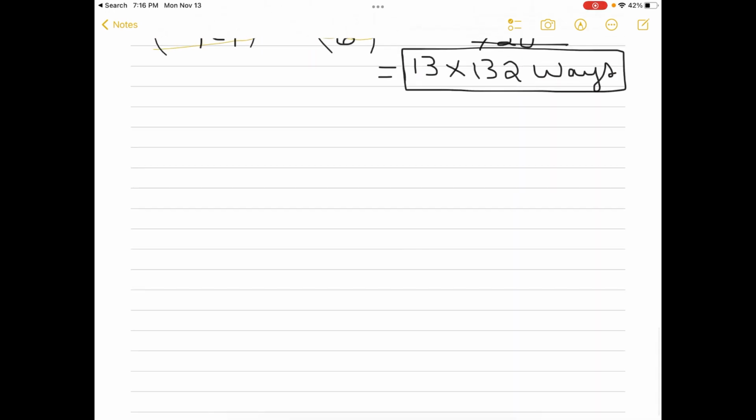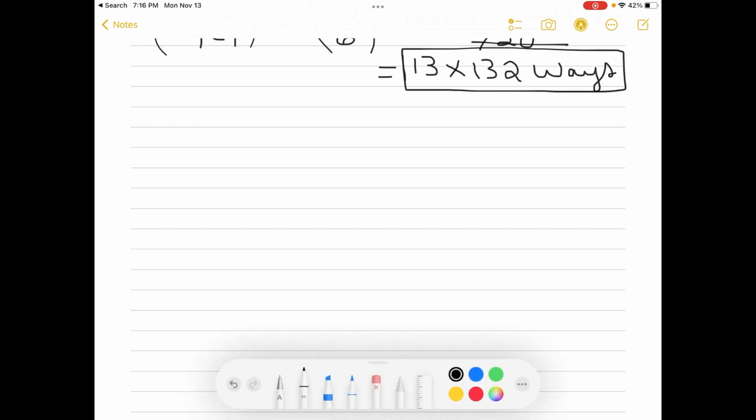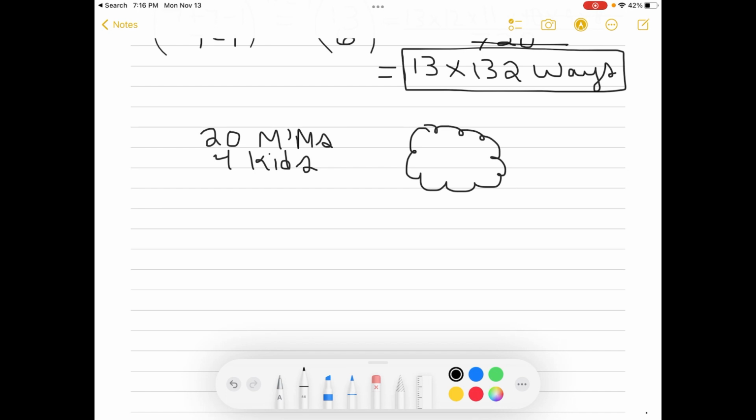But we're going to look at one more example of stars and bars with restrictions before we move on. So I'm going to say I have, let's say, 20 M&Ms, instead of 14. I'm going to give it to 4 kids, but each kid must get a quantity of M&Ms that is a multiple of 4.